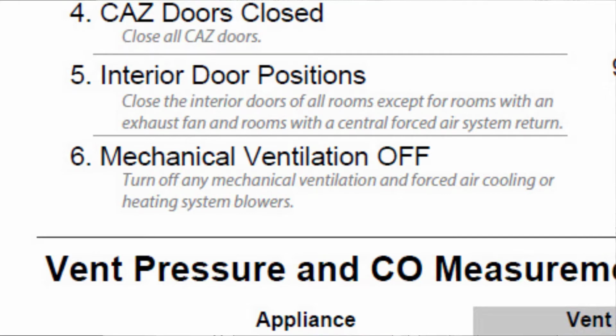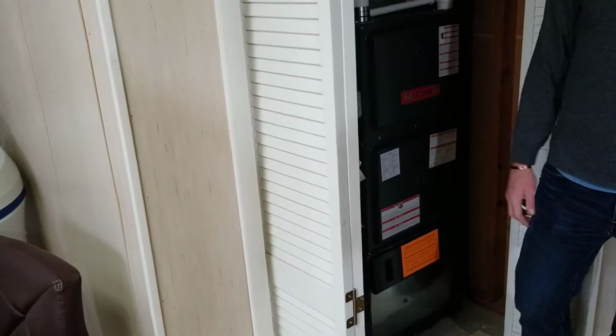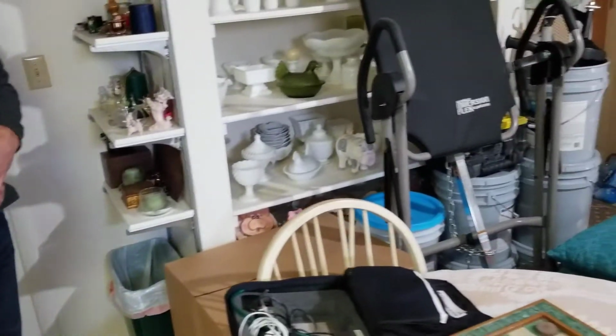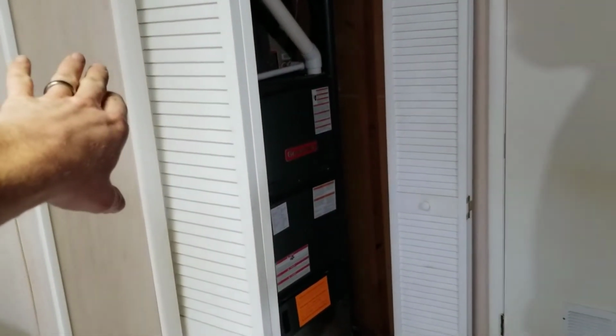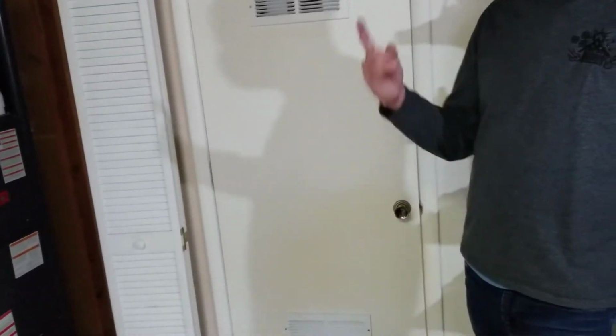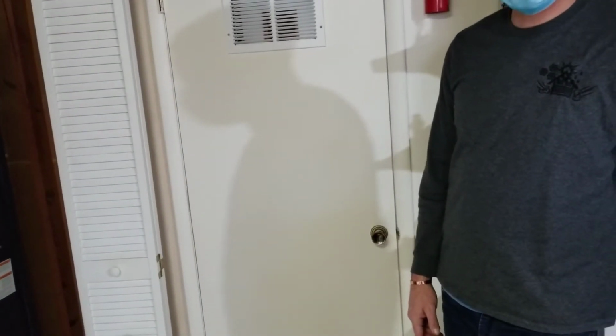All right, step number 6 is mechanical ventilation needs to be turned off. So we're going to turn off any mechanical ventilation and forced air or cooling and heating systems. As we got ready here, we already have our heating system and our air conditioning off. Upstairs, in the bathroom over here, we already know that that fan was turned off. And then there's one other fan upstairs. There's not a fan in the kitchen, so we really just have the 2 bathroom fans, and we have verified that both of them are off.